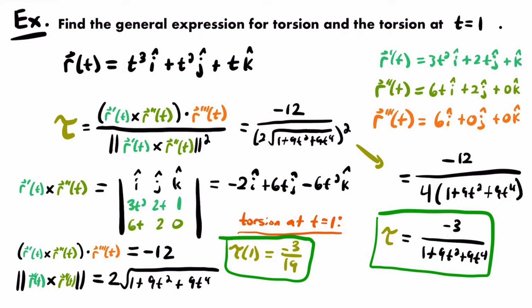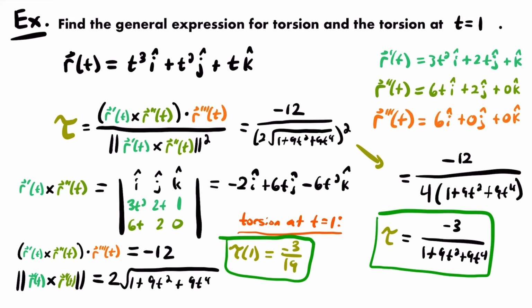That gives you the measurement of the intensity of the twisting on this space curve at the specific point corresponding to t equals 1. Okay, and so that's how you find torsion. That's how you use this formula to find a general expression for torsion as well as a specific value of torsion for a space curve.